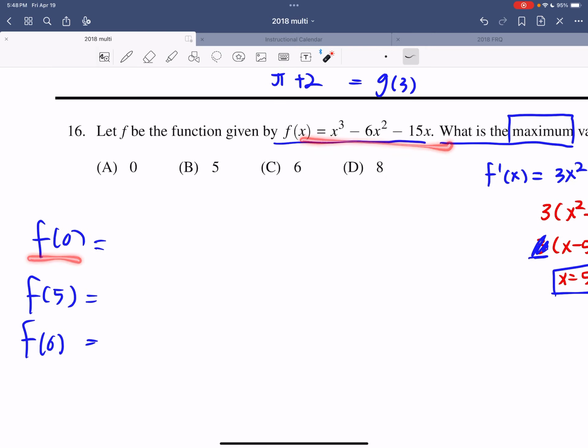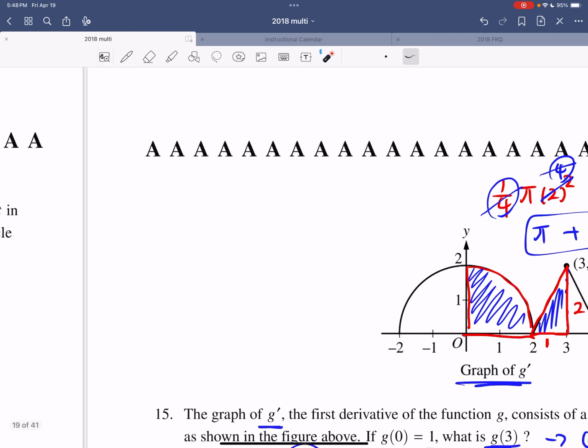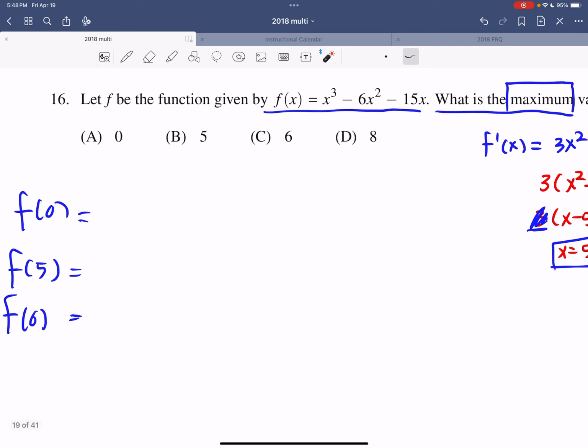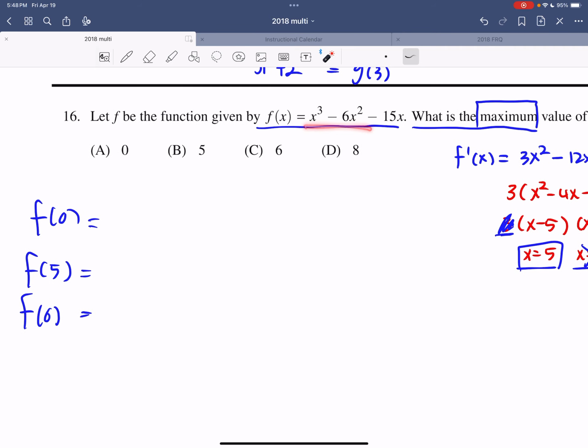This is the function. We're not using this one. We're using this function because it's f of x. Now let's plug it in. If I plug in 0, it's going to be 0, because if you plug in 0 here, that entire thing is going to be 0.